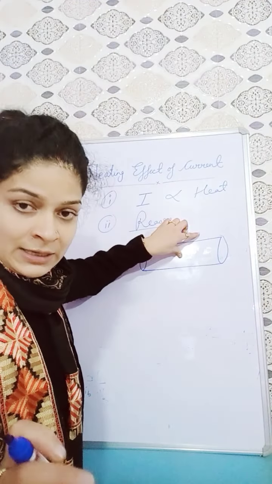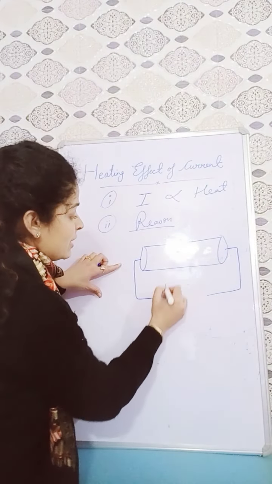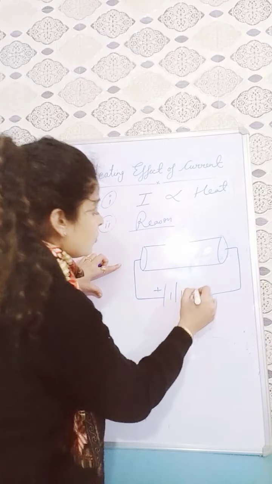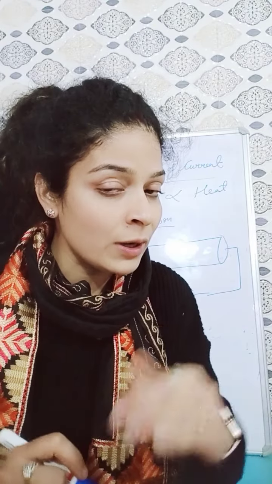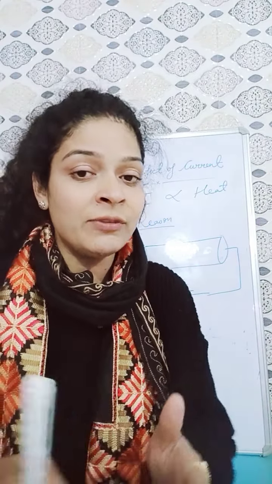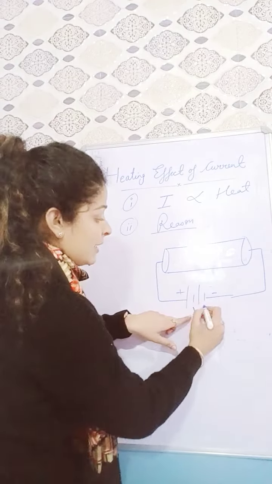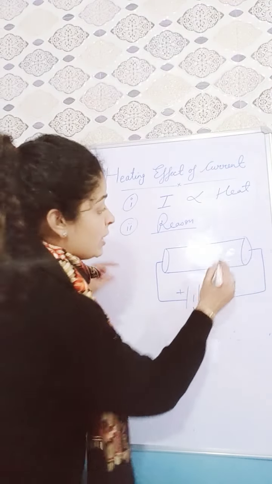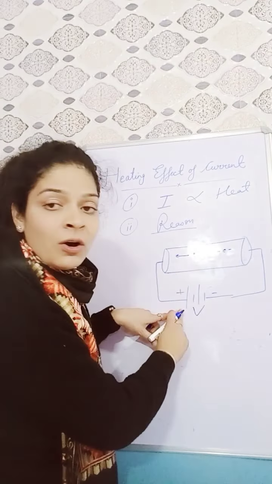Suppose we are having a conductor. Now if we connect the ends of a conductor with a battery, suppose this is a battery. So what actually happens when we connect the ends of a conductor with a battery? The battery creates a potential difference across the ends of a conductor, and due to this potential difference, the electrons get drifted towards the positive terminal of the battery. This battery will create a potential difference V, and due to this potential difference, the electrons get drifted towards the positive terminal of the battery.